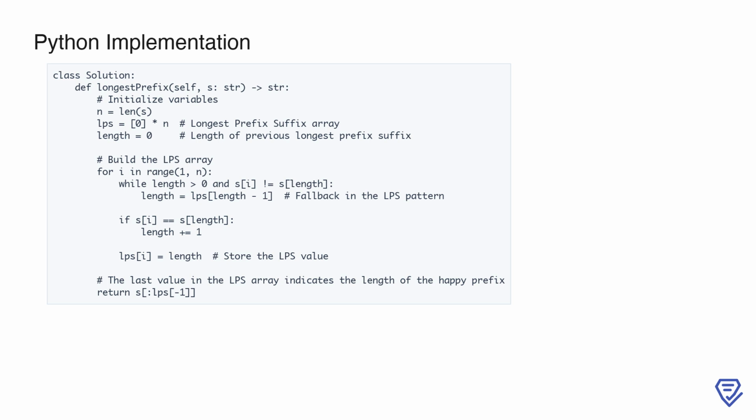Once the loop completes, the value in the last index of the LPS array gives us the length of the longest happy prefix. Using this value, we slice the input string from the start to this length to return the result. This approach ensures efficiency with a time complexity of O(n), where n is the length of the string. It processes the string in a single pass while using constant space for variables other than the LPS array.